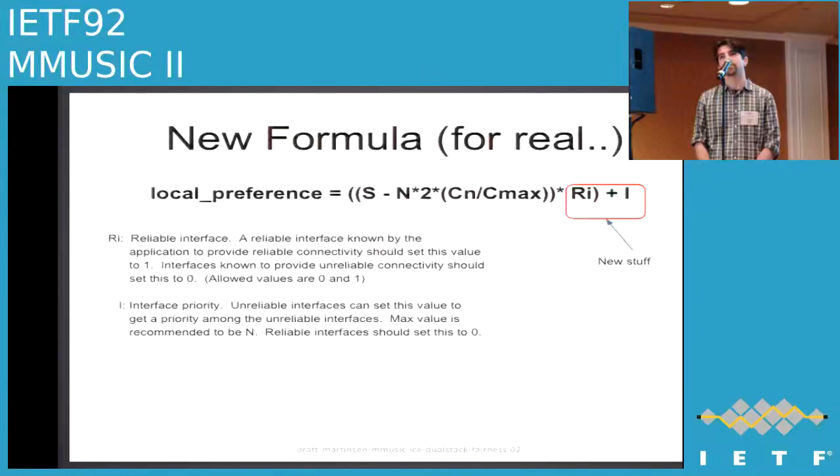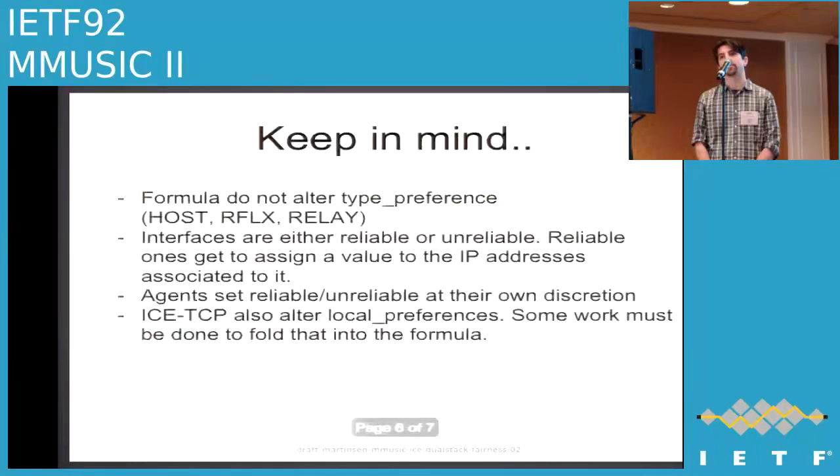So keep in mind, the formula does not alter the type preference: host, reflexive, or relay. For the multi-home stuff, an interface is either reliable or unreliable. There's nothing in between there. If it's reliable, you could add a value to it or a preference. That's up to you to decide.